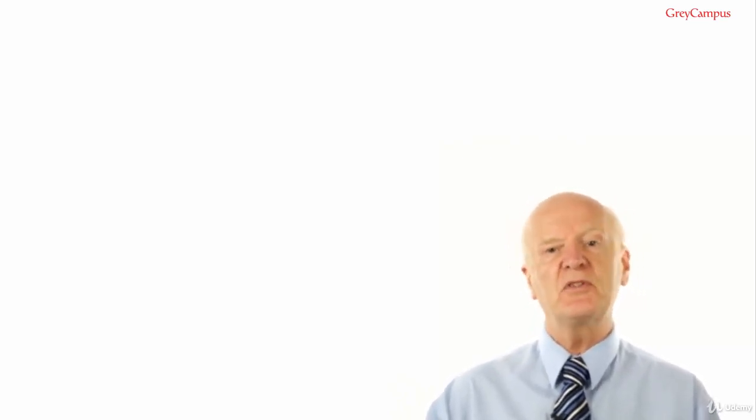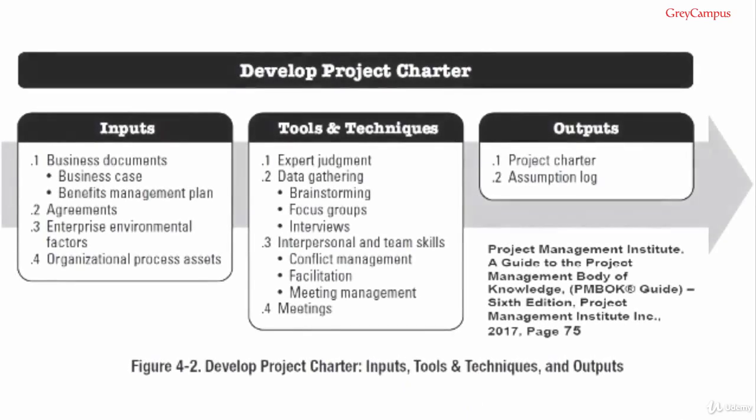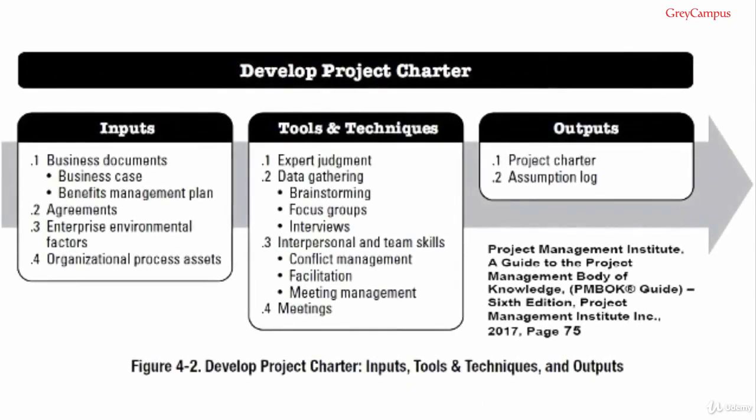By the way, PMI constantly reminds us that the inputs, tools and techniques and outputs that they have listed for each process are what it considers to be the minimum, and that you might want to add others. And in fact, you might find examples of other inputs, tools and techniques and outputs that your organisation has used by looking through the lessons learned, and so it might be able to tell you how useful those extra processes were. Now we come to the tools and techniques.